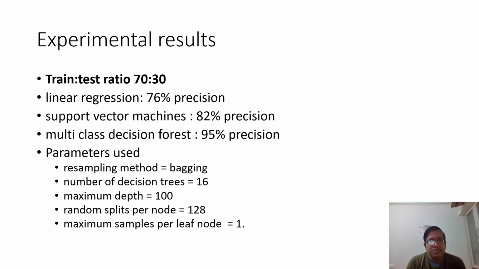So the results we got so far: we used a train test ratio of 70 to 30. We tried a few different models: linear regression, support vector machine, Bayesian forest. And with Bayesian forest, we got 95% precision, which was the highest we got. And these are the parameters we used.